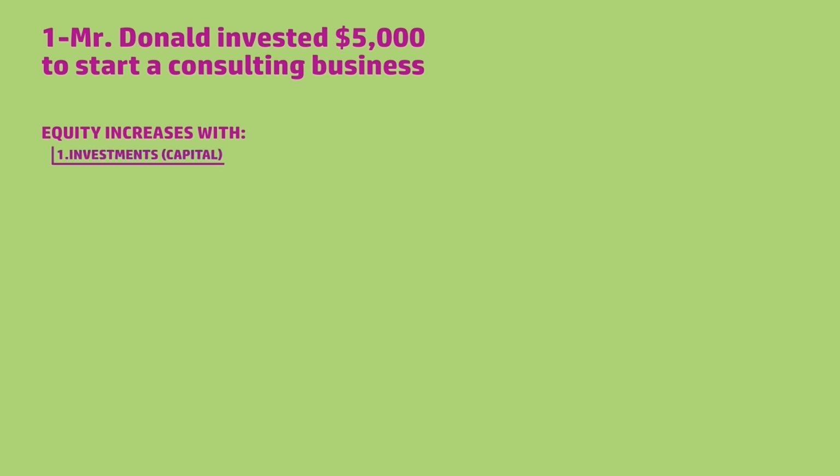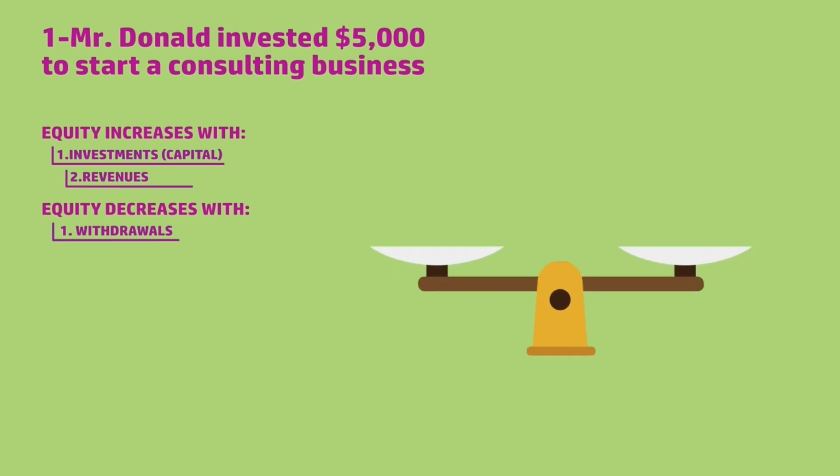We use an account called capital to record investments by owners. Also, equity increases with revenues, and the account used is titled revenues. On the other hand, equity decreases with drawings, and we use an account titled drawings. And for expenses, the account is titled, guess what? Yup, expenses.